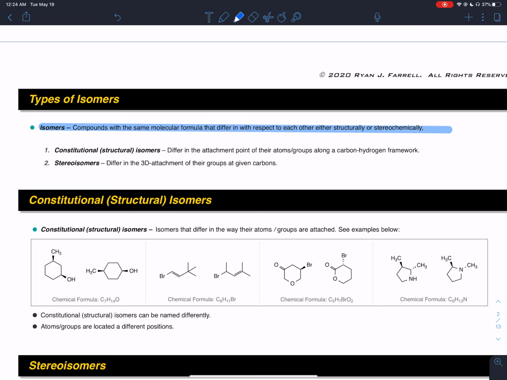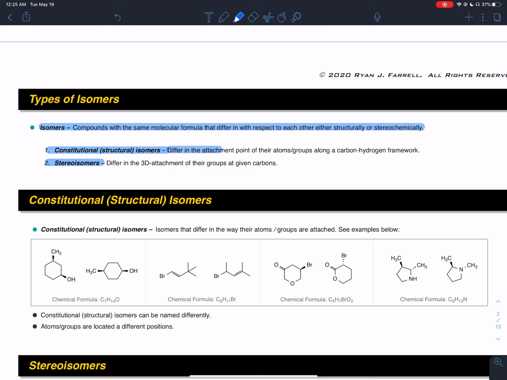Isomers are compounds that have the same molecular formula, but they will differ with respect to each other either structurally or stereochemically. It can be one or the other, okay? So there are two kind of umbrella categories for isomers. We have structural/constitutional isomers, and we have stereoisomers.